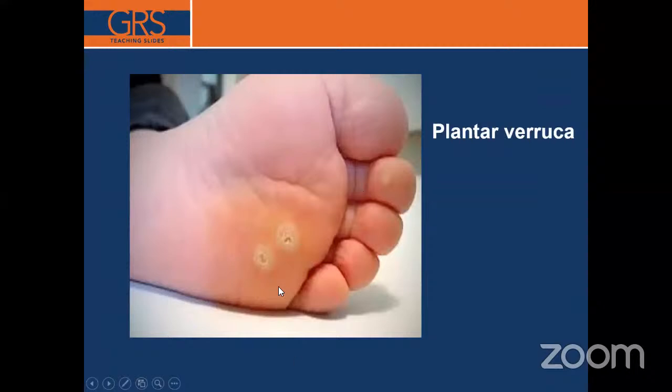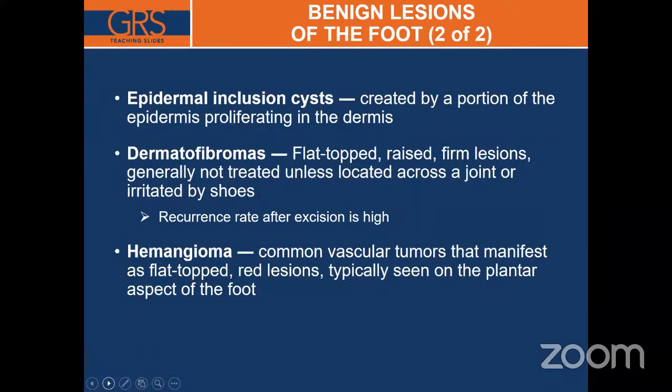So these are plantar warts or verruca. So the other benign lesions are epidermal inclusion cyst, which is created by a portion of epidermis proliferating in the dermis. Dermatofibromas are flat-topped, raised, firm lesions, generally not treated unless located across a joint or irritated by the shoes. But there is a high recurrence rate after excisions. Hemangiomas are common vascular tumors that manifest as flat-top, red lesions typically seen on the plantar aspect of the foot.